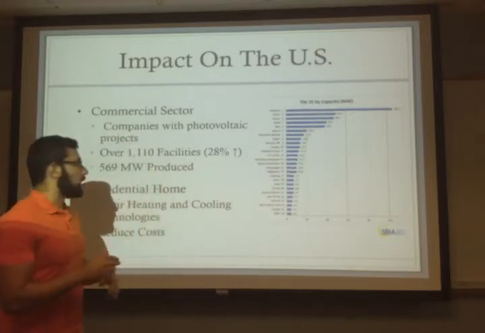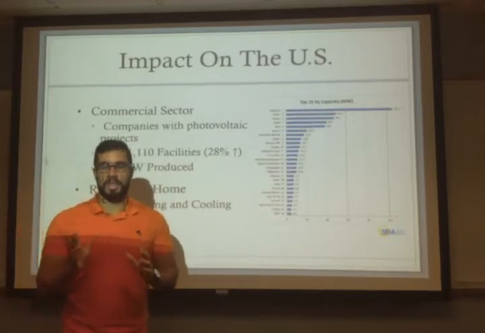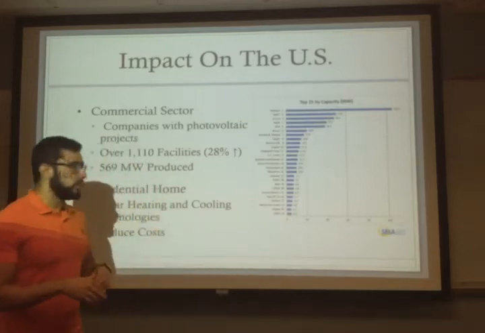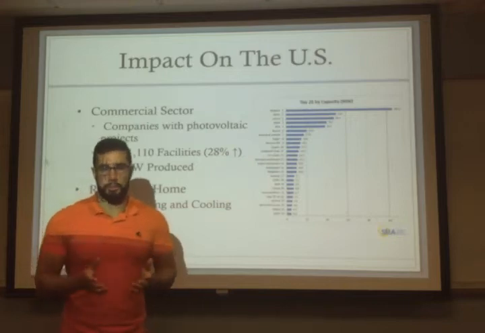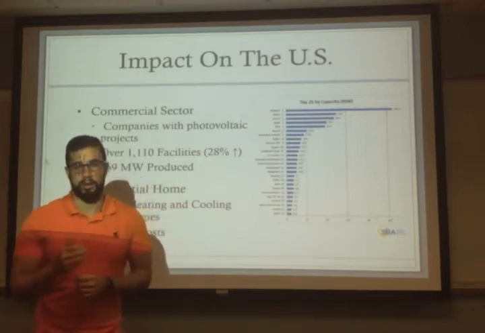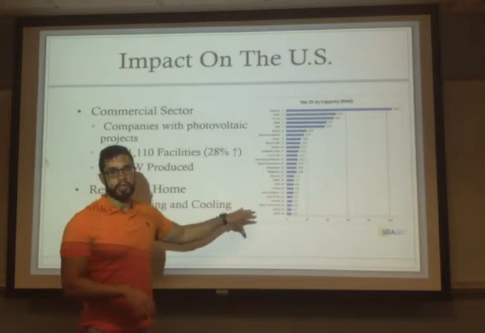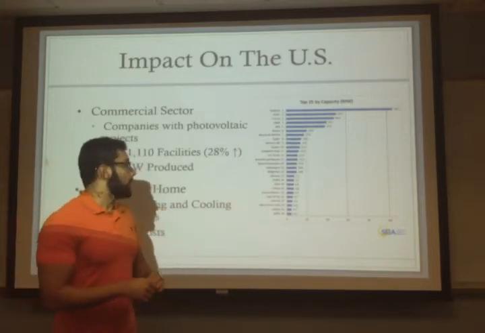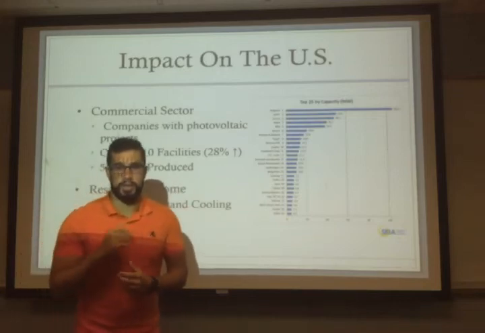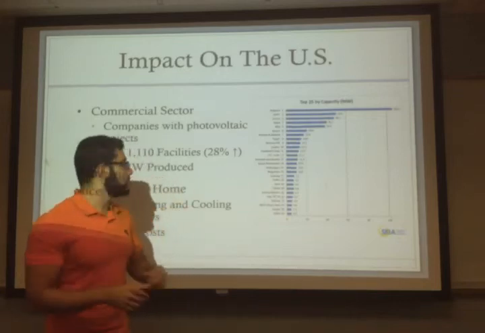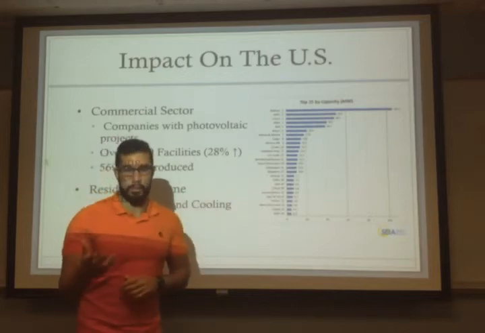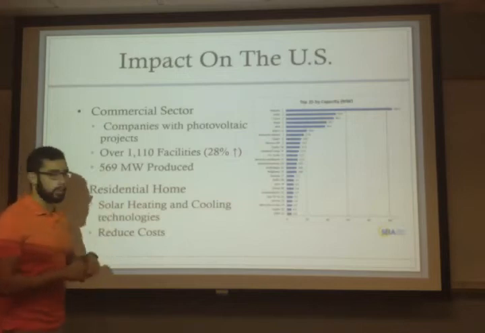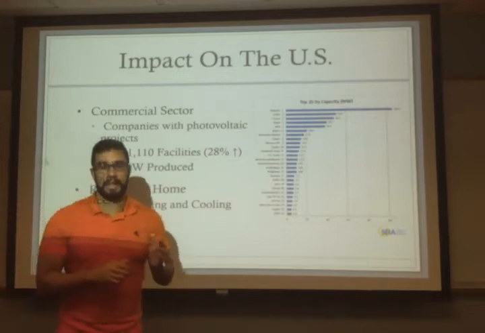That being said, over the past decade, the number of companies investing in these projects has been gradually increasing as well. Currently, as of 2014, all these companies combined generated 569 megawatts of power. Right here we have a chart that shows the top 25 companies that have invested in these photovoltaic projects. Just to name a few, we have Walmart, which is a leading company investing in these projects, followed by Kohl's, Costco, and then Apple.